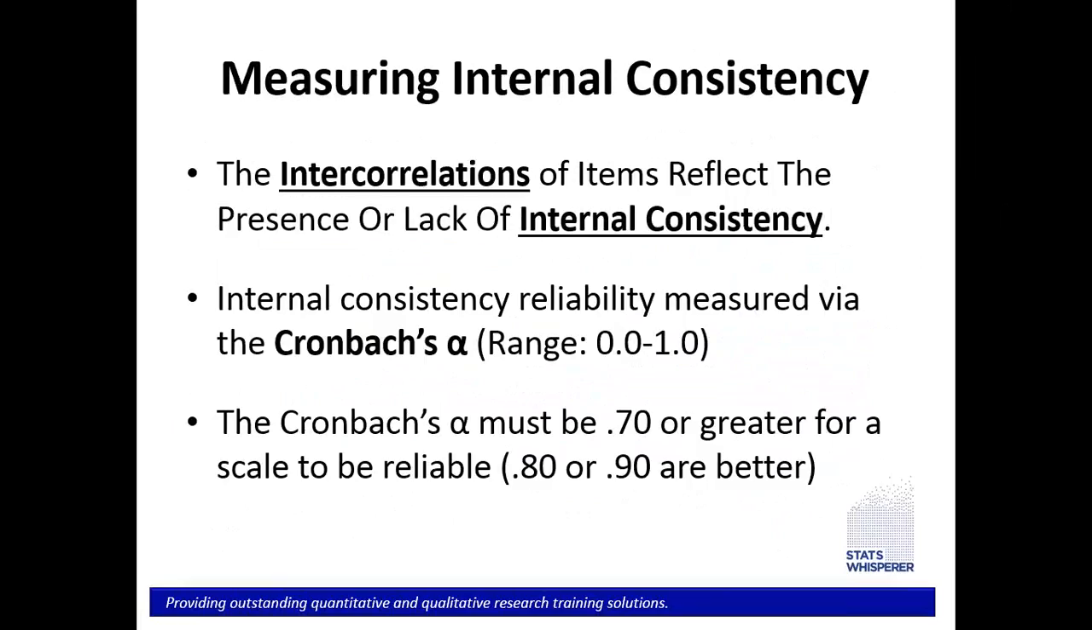Now, the intercorrelations reflect the presence or lack of internal consistency. Internal consistency reliability is measured via the Cronbach's alpha, and that goes from 0 to 1. The standard is the Cronbach's alpha must be 0.7 or greater for a scale to be reliable. Now 0.7 is even pretty weak, so 0.8 or 0.90 is even better.